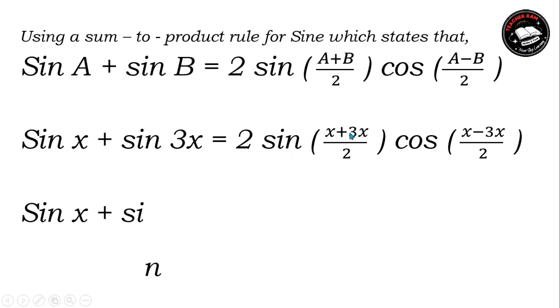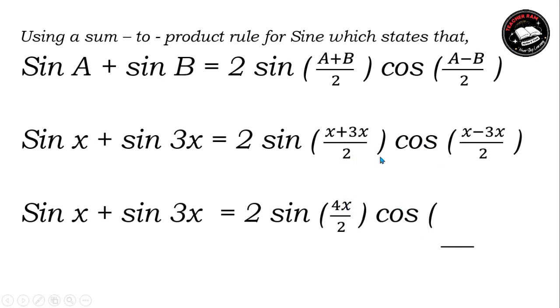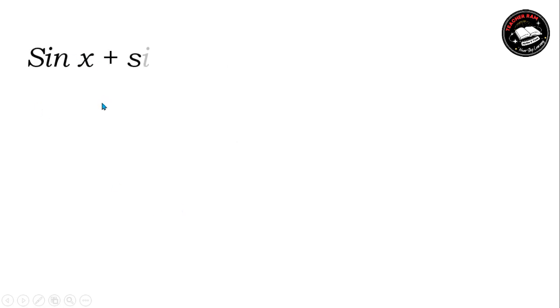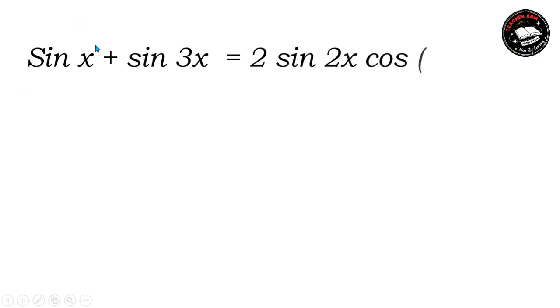Here we can see that x plus 3x is the same as writing 4x, then divided by 2, and here we have cosine of (x minus 3x). Here the answer is negative 2x, then divided by 2. So the result will be 2 sine of 4x over 2 multiplied by cosine of negative 2x over 2. After simplification, we have a statement which says that sin x plus sin 3x is the same as 2 sine of 2x multiplied by cosine of negative x.